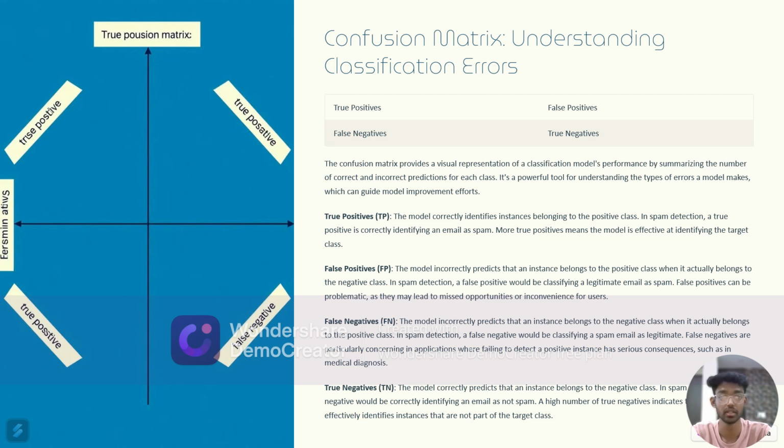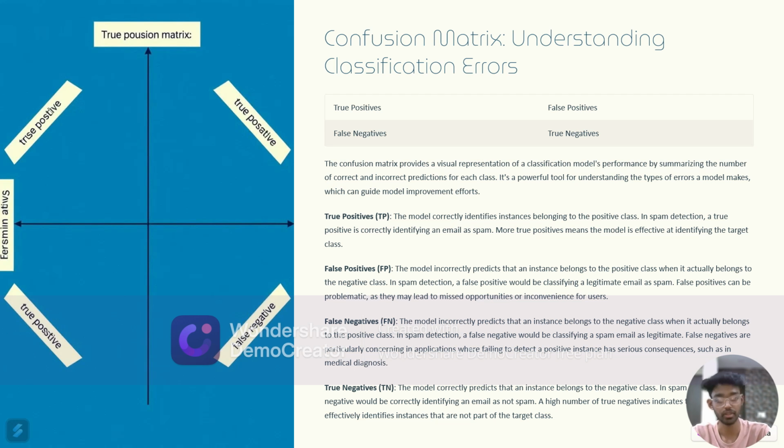True positives. What are true positives? The model correctly identifies instances belonging to the positive class. In spam detection, a true positive is correctly identifying an email as spam. More true positives means the model is effective at identifying the target class. Now, what is a false positive? The model incorrectly predicts that the instance belongs to the positive class when it actually belongs to the negative class. In spam detection, a false positive would be classifying a legitimate email as spam. False positives can be problematic as they may lead to missed opportunities or inconvenience for users.